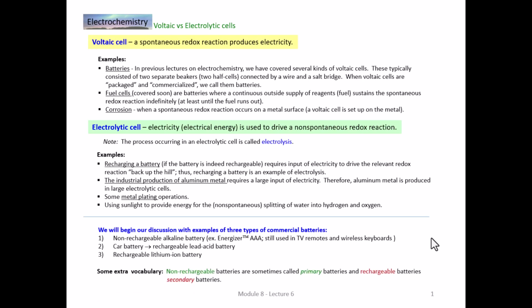Now, as an aside here, sometimes non-rechargeable batteries are called primary batteries, and rechargeable batteries are sometimes called secondary batteries. And it is probably true that that's the last time you'll ever hear me use that vocabulary. But this is commonly in textbooks, so I thought I'd put it up here on the slide.